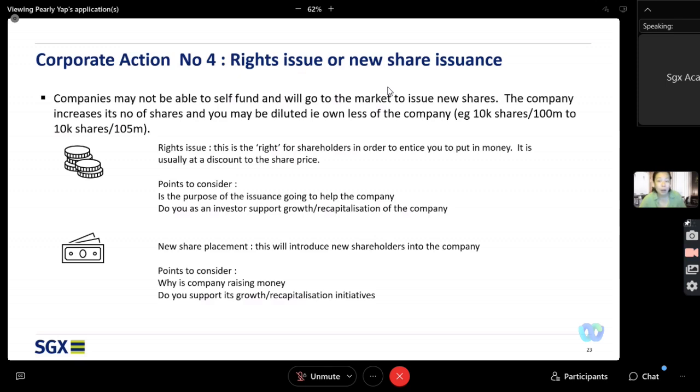Now, originally your EPS is $1 per share, right? 100 million profit divided by 100 million shares, your EPS is $1. Now, if they issue new shares, your EPS becomes what? Divide by 110 million, 90 cents. So it has dropped, right? So you become diluted. There are new shareholders now, and you have 90 cents only left.